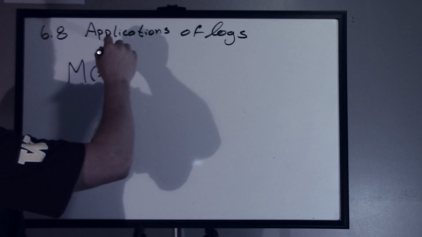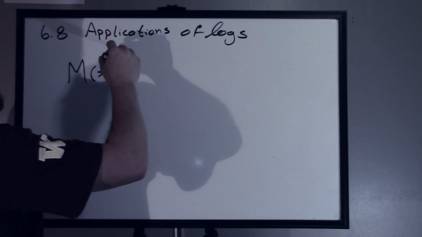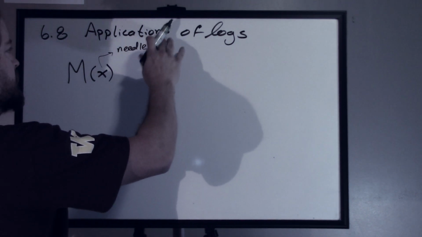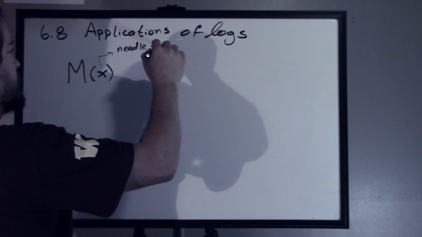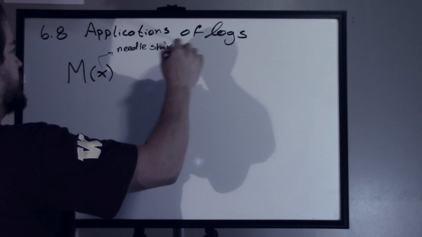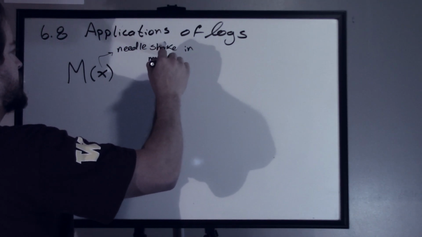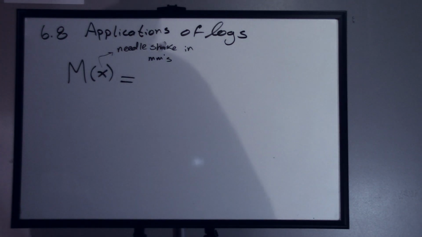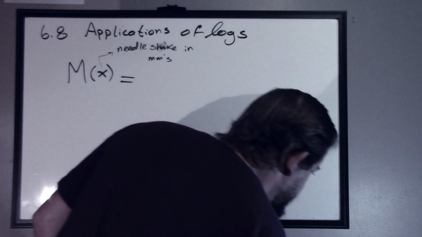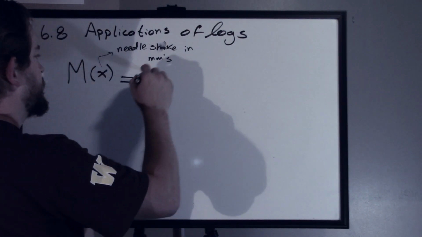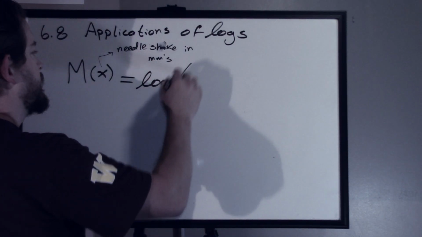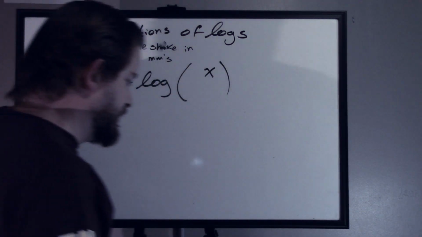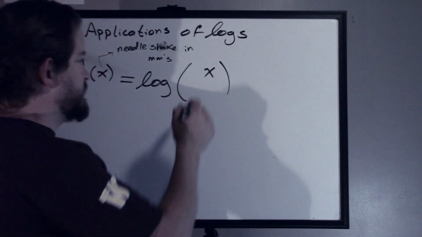So I'll write this. X is the needle shake in millimeters. Okay. But this function, the magnitude, is given by simply a log of that x, the amount that thing shakes in millimeters, divided by 0.001.